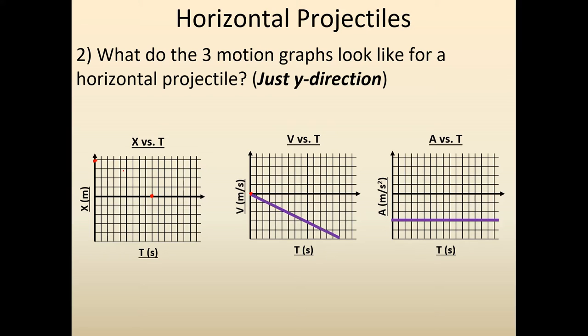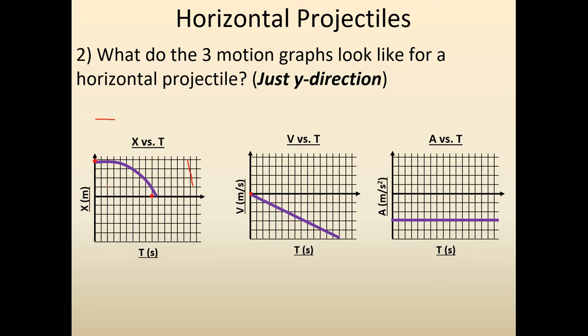Which one would it go? Well, I'm going to look for one where the slope starts at 0 and then goes negative. So a perfect graph would look like this. This graph starts at 0, and then as it goes, the slope goes negative. So this is what my y direction position graph is going to look like.